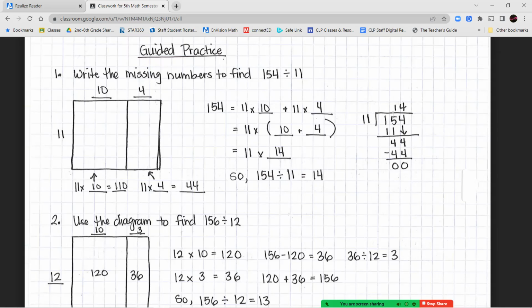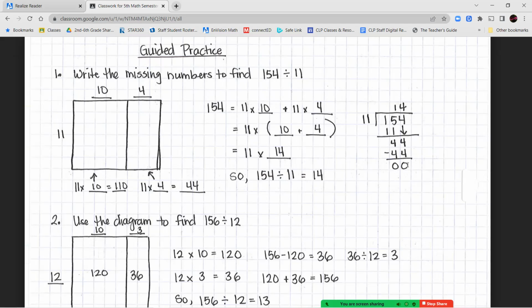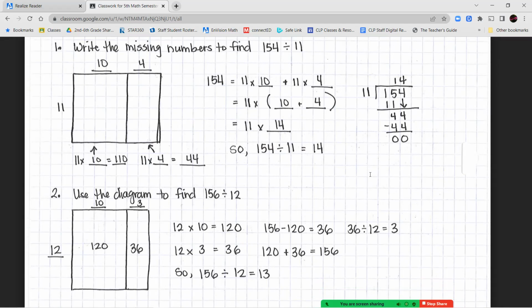There's one group of 11 in 15, so I put the 1 above that last digit. Subtract off my 11, I was left with a remainder of 4. Then I dropped my next 4, so now I was working with the number 44. I know 11 times 4 gives me 44, so I did 11 multiplied by 4, subtracted that off, and I had 0 remainder. So here I was able to check my work to make sure that I did it correctly.